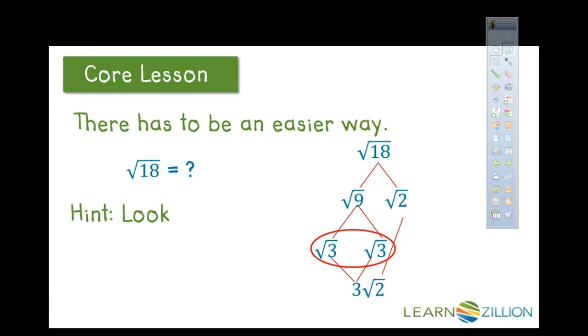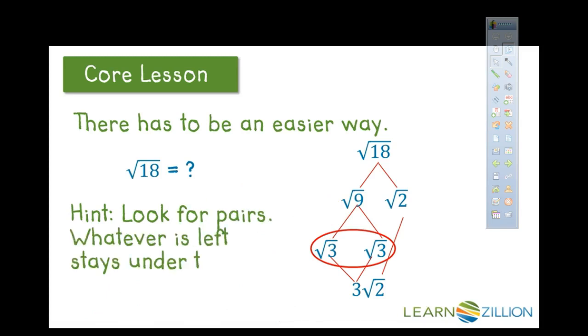A quick and easy way when you're looking for a square root is to look for pairs. As you are looking at this, you're going to write this down, and then they're going to give you some hints. The square root of 3 and the square root of 3, when multiplied together, pairs will always make perfect squares. Whatever's left after you take out all the perfect squares stays under the radical. So, key thing when we look at this, you should write this right below that square root of 18. Square root of 9 times square root of 2.